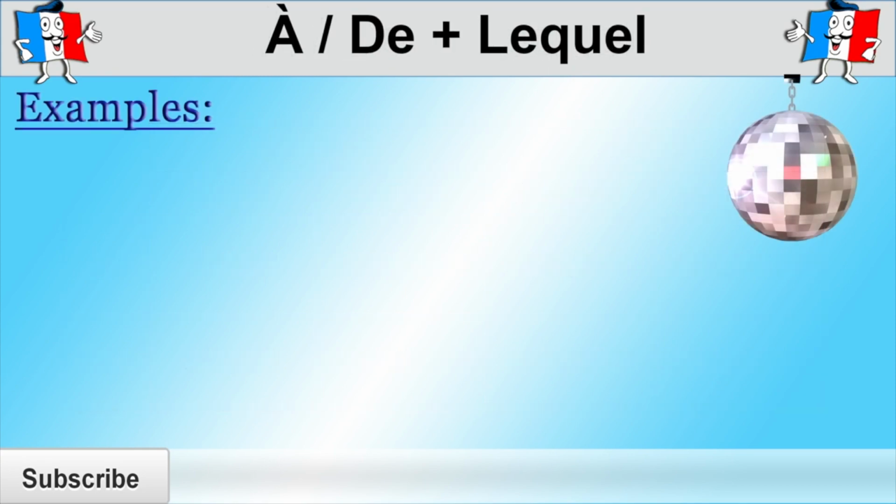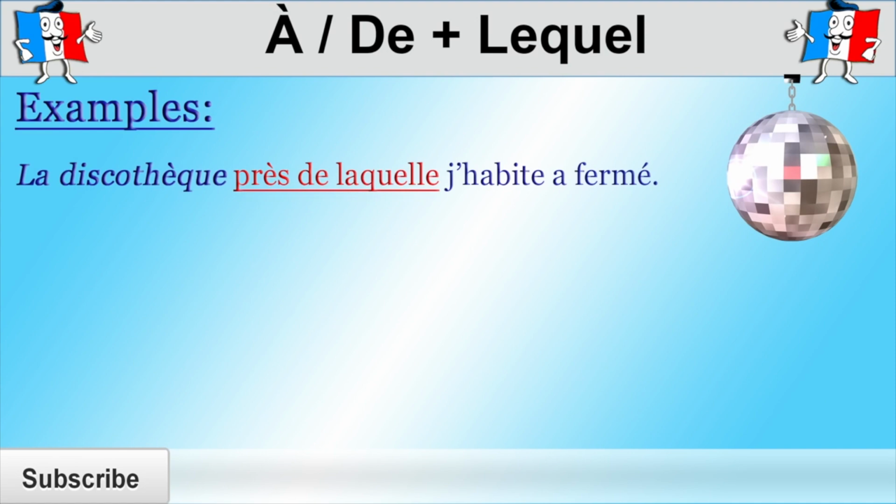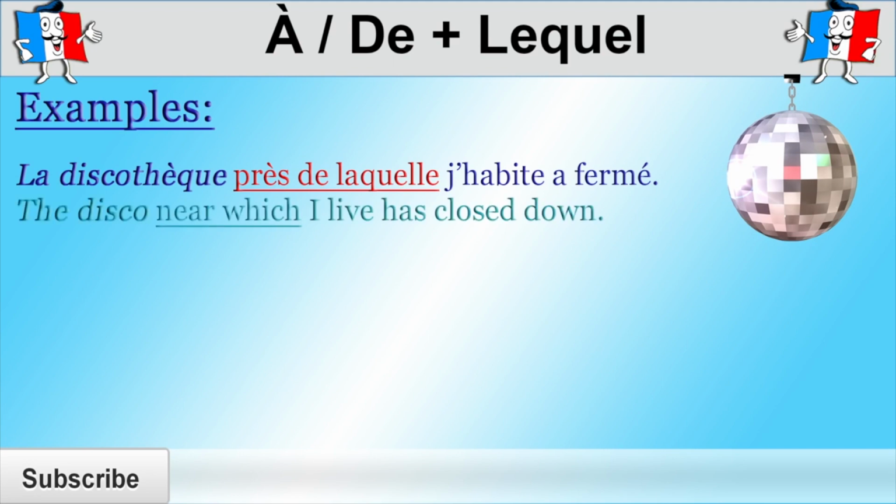So let's have a look at a few examples. La discothèque près de laquelle j'habite a fermé. The disco near which I live has closed down. So we've used laquelle because it refers to la discothèque, which is feminine and singular, and is an indirect object which is a thing and not a person. And there is no contraction between de and laquelle.